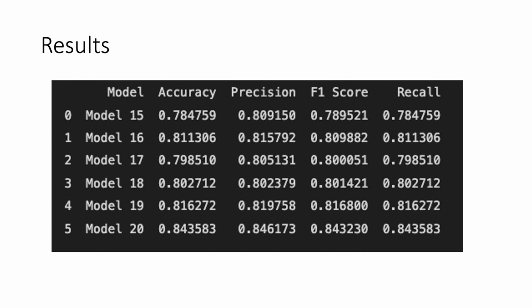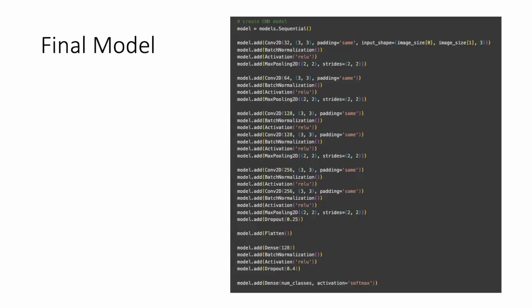So here we can see the results from those model changes. Model 19 is the first one with the newer architecture, and Model 20 is the final one with the best performance. And just to show you, here's the construction of Model 20.